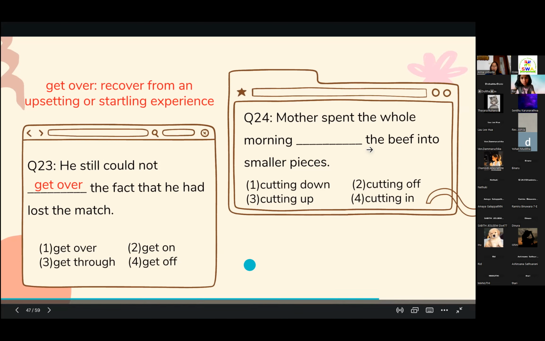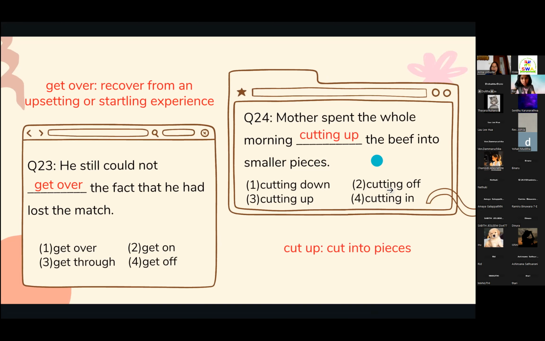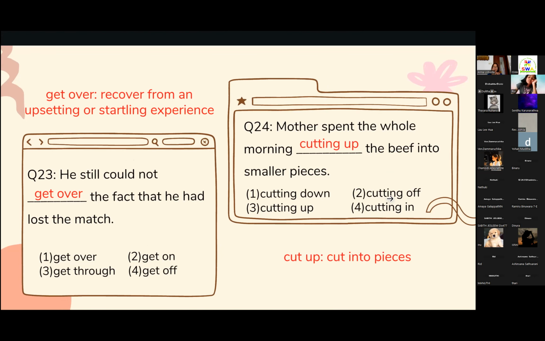Okay, a lot of you put cutting down, but the correct answer is cutting up. So in this context, cut up means to cut something into small pieces. So she's cutting up the beef, he's cutting up the food. And just now, a lot of you put cut down as the answer, but remember, we learned the definition of cut down. Cut down means to reduce something.